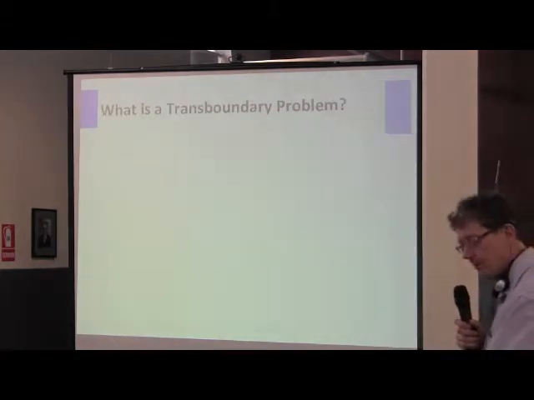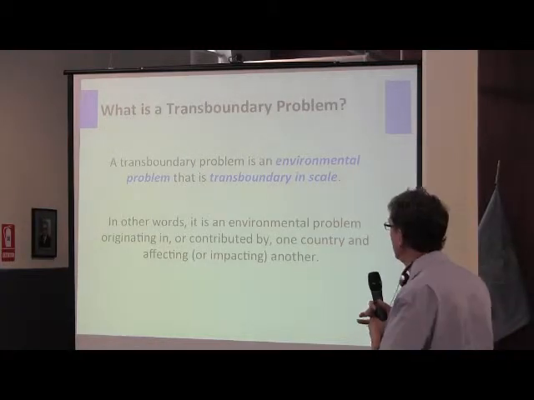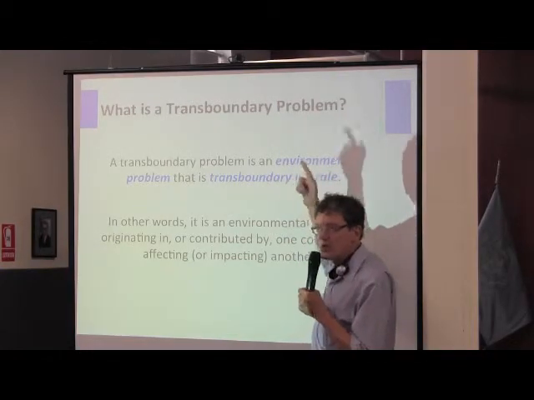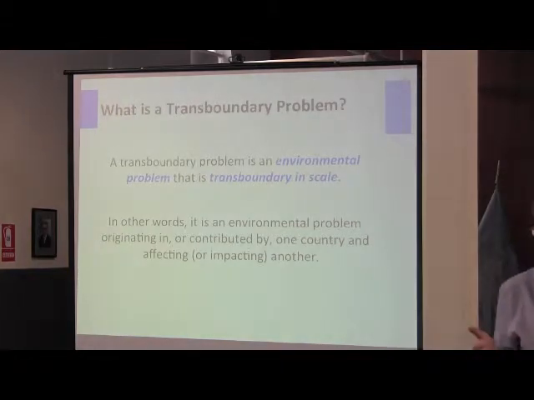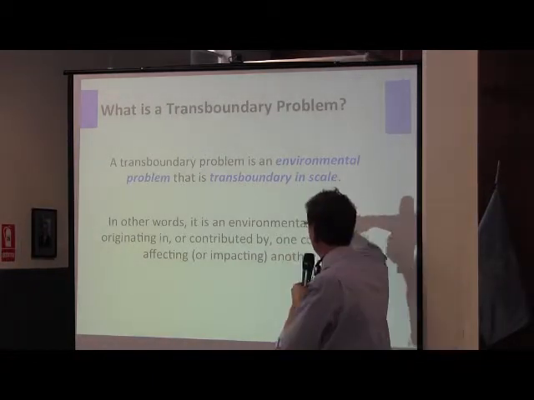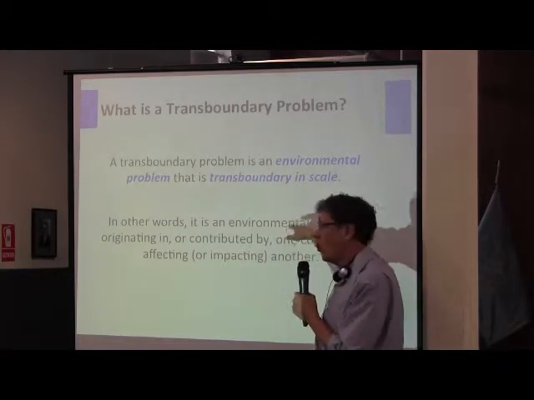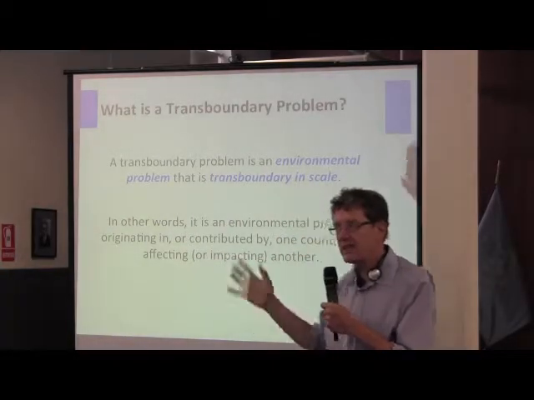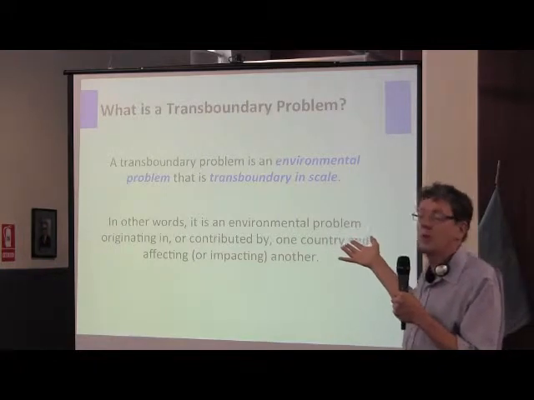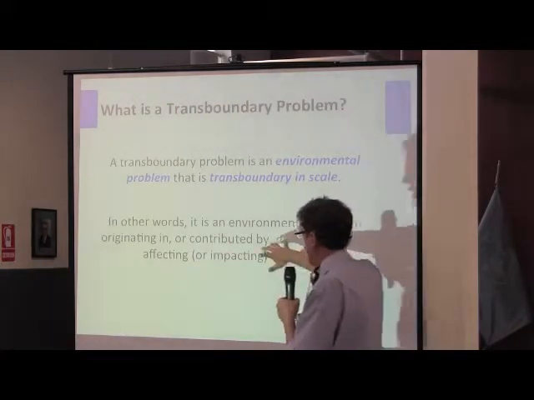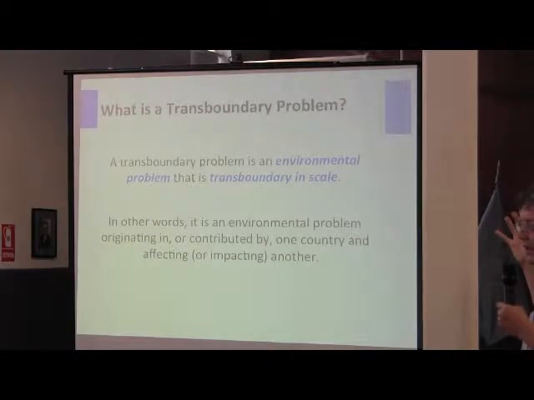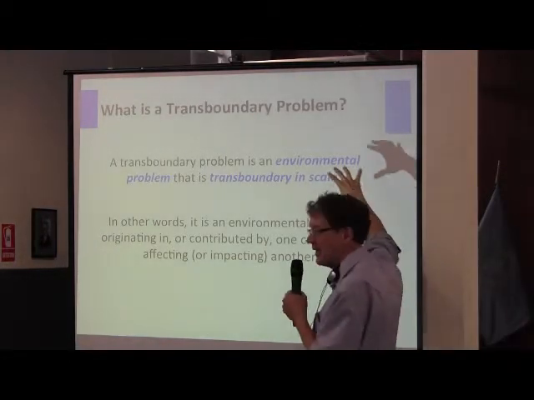So, what is a transboundary problem? This is my definition. A transboundary problem is an environmental problem that is transboundary in scale. So, what we're talking about here are environmental problems as a starting point. So, they're transboundary environmental problems. In other words, it's an environmental problem originating in or contributed by one country and affecting another. Okay? Now it might have a global effect. So it might not just be happening in one place, but it might then have, like migratory species, a global impact. That in essence is what a transboundary problem is.